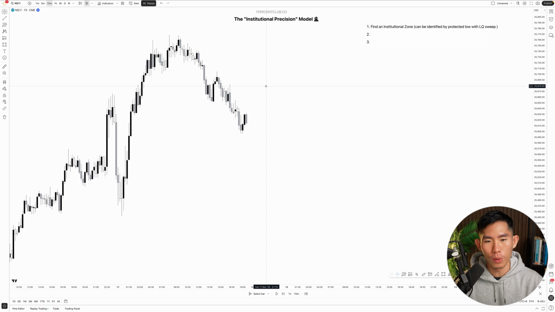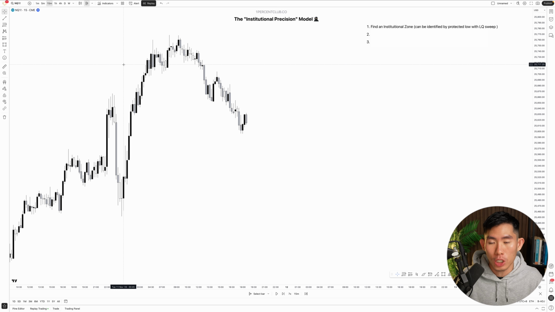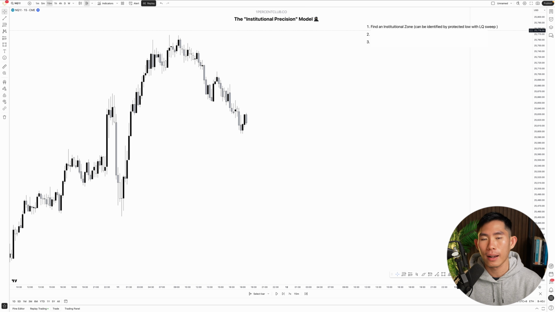So the first step is you want to find an institutional zone. How I define an institutional zone is pretty much a point of interest, a price point which institutions entered for a large amount of buy or sell orders. That is the definition of an institutional zone. And how you identify one is by finding a protected low or a protected high with a liquidity sweep. And here's exactly what I mean.